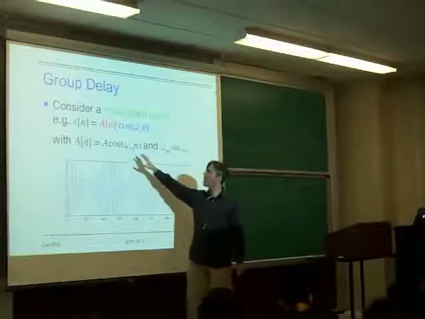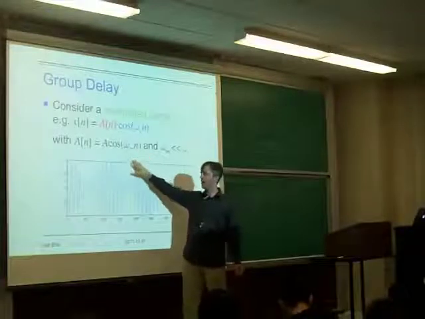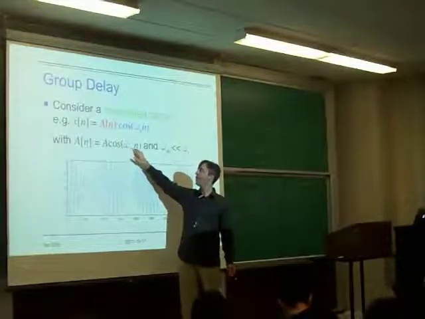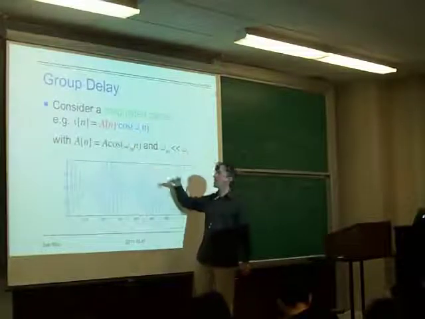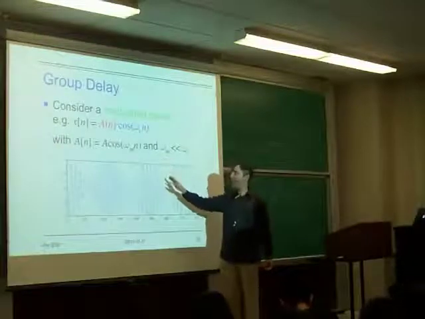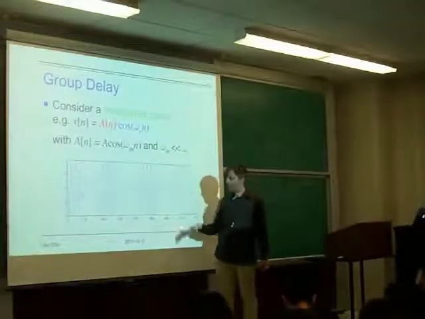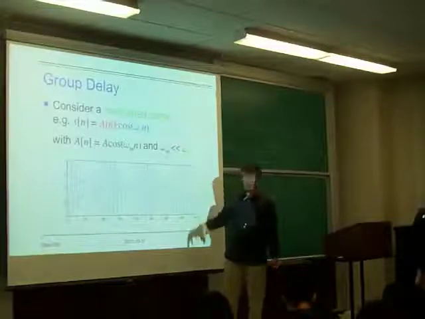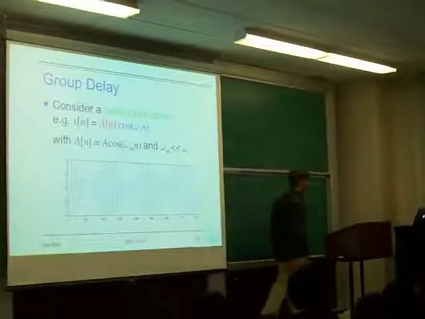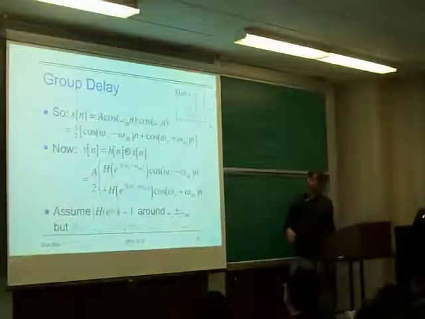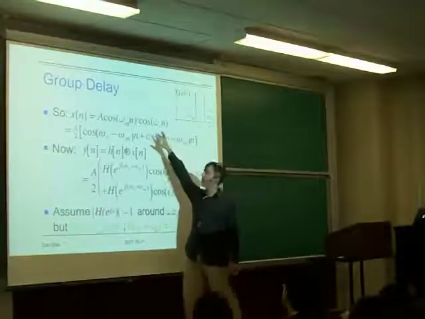And in this case, the envelope, a of n, is also a cosine, another sinusoid, but with a frequency omega sub m, the modulator frequency, which is much lower. So the envelope is slowly varying compared to the carrier, which is rapidly varying. We take this situation because it's a very easy one to analyze, because now we have x of n as the product of these two cosines.